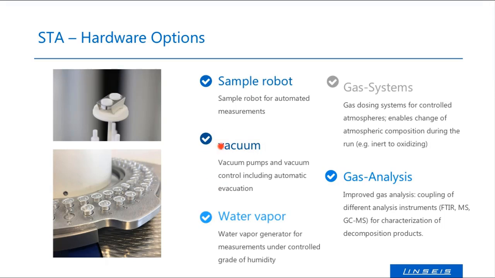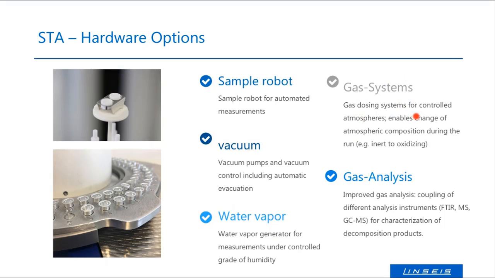All of our balance systems are usually equipped with a vacuum flange, so you can apply vacuum, and allowing vacuum means also allowing in any kind of defined atmosphere, like inert gases or reaction atmosphere. Doing so, we can offer to use water vapor, so a water vapor generator is available.